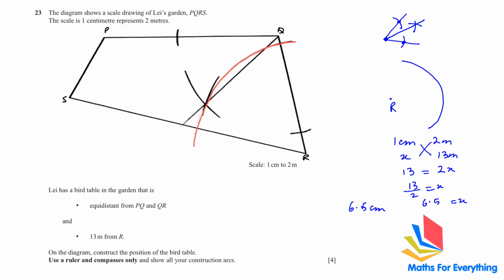So this is how your diagram will look. First, let me explain to you. From R, we took 6.5 centimeters and made this arc. Then from Q, we cut one arc here and an arc here. And then from this point, we cut one arc here, and from here, we made an arc here, join the arc and the point Q. So the position of the bird table is here.